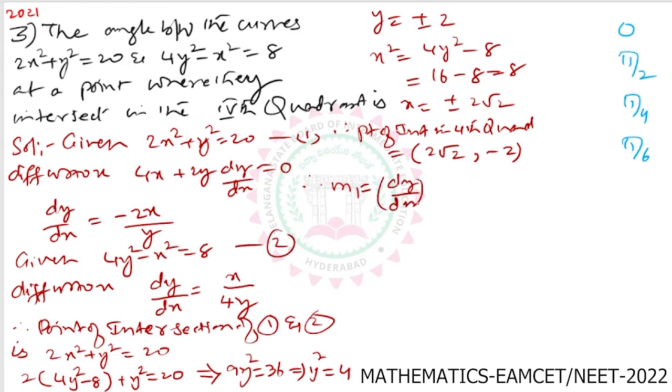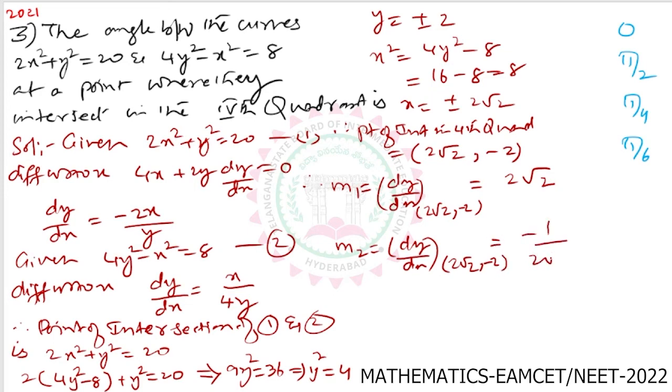At this point, that is (2√2, −2), I am getting m1 equal to 2. Similarly, m2 is equal to dy/dx at the same point, that is (2√2, −2), which is equal to, here I am getting, −1/(2√2). Is it clear?